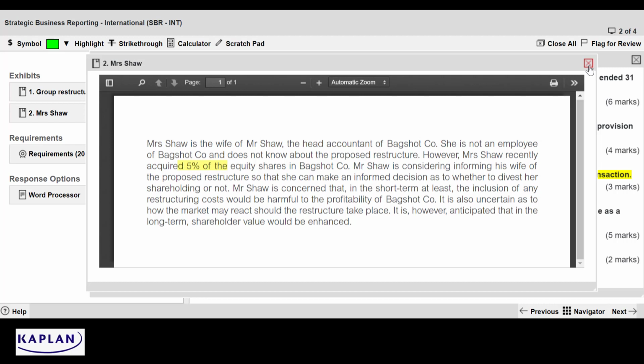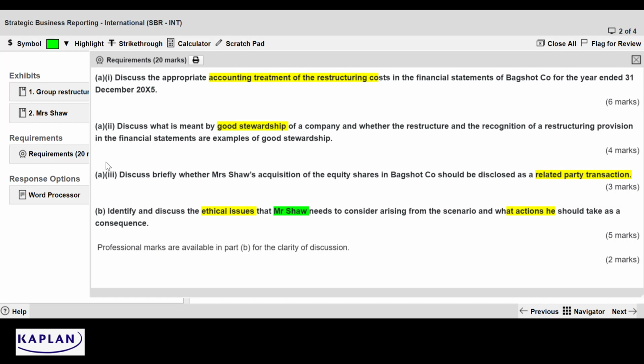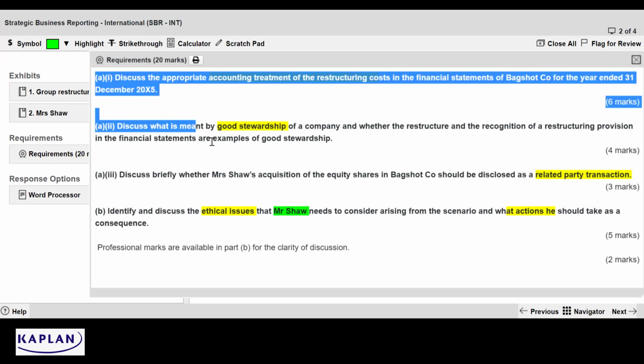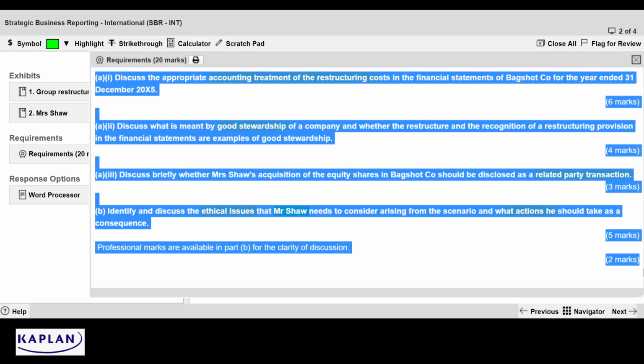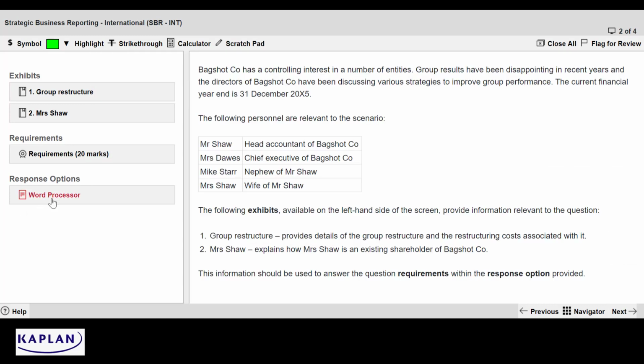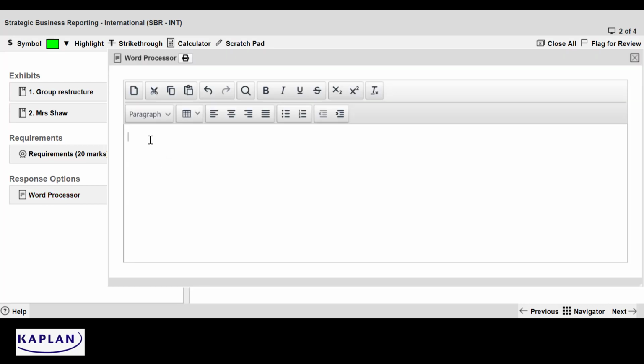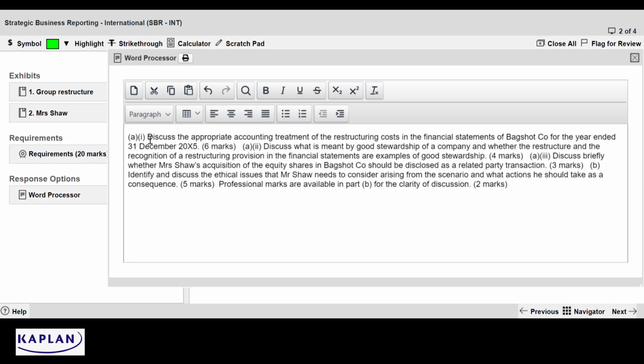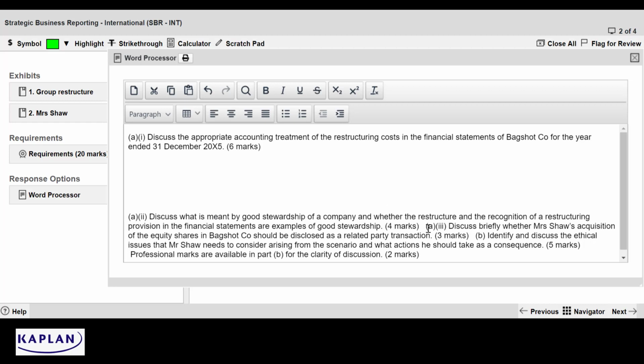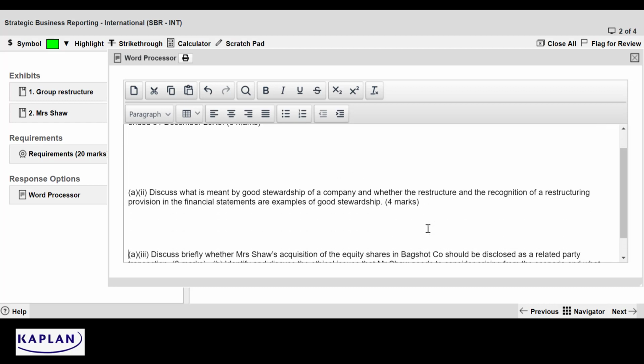So I've skim read the requirements, I've read the exhibits, I'm itchy to get on with planning the answer. And one thing that I would recommend that you do always is to cut and paste the whole of the requirements into your response option. So we've got here in the word processor response option the ability just to cut and paste. Now you can see there that we've lost a little bit of the formatting. So the first thing I would do is just to spend a moment getting that reformatting.